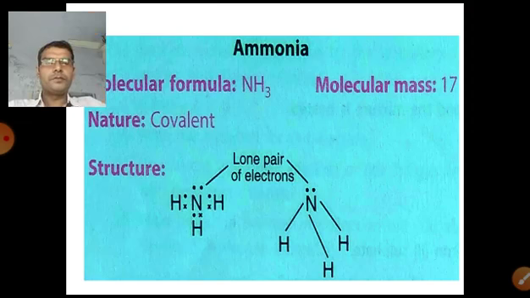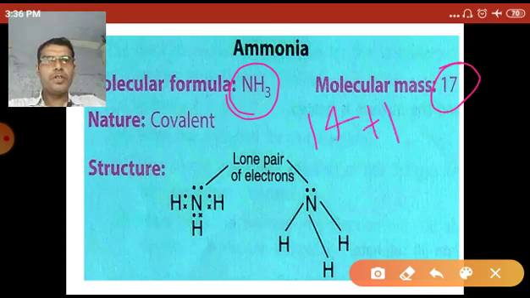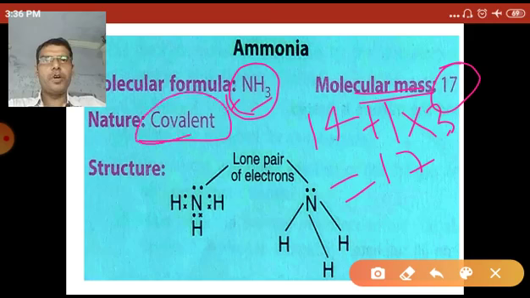About ammonia. The molecular formula of ammonia is NH3 and its molecular mass is 17. You know that the atomic mass of nitrogen is 14 and hydrogen is 1. Now there are 3 hydrogens in ammonia, so 1 into 3 plus 14, total 17. The molecular mass of ammonia is 17. In ammonia, 1 nitrogen and 3 hydrogens are bonded to each other by covalent bonds.